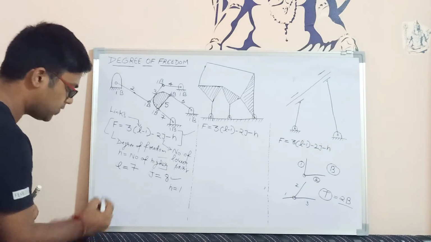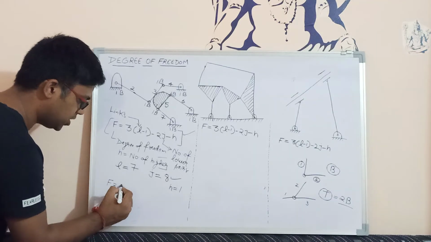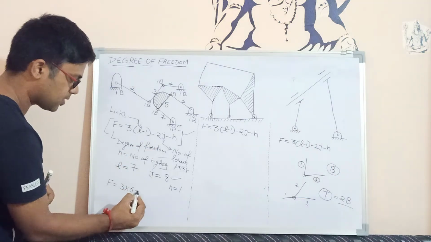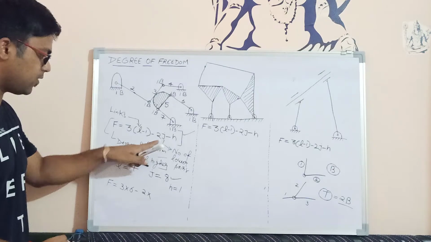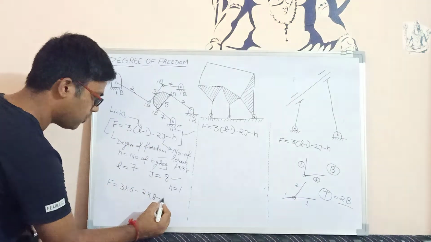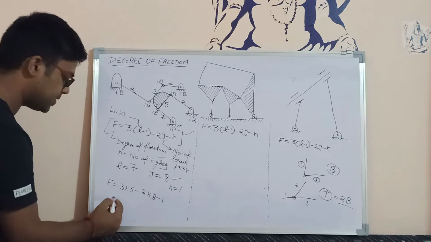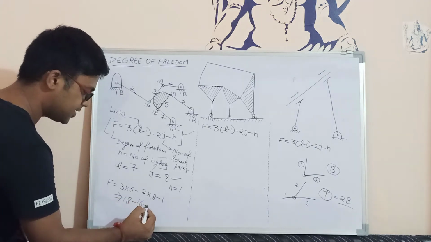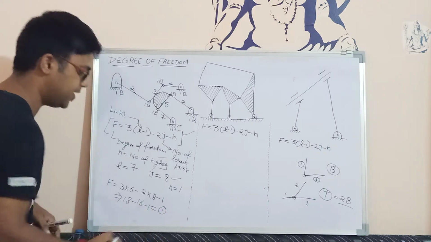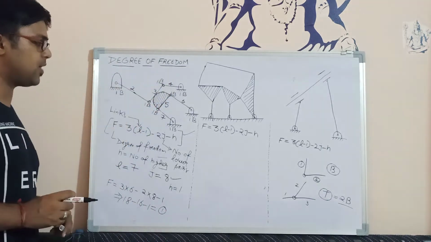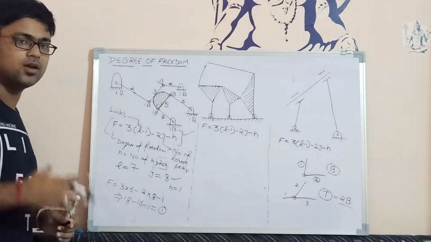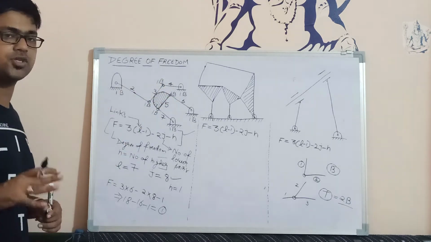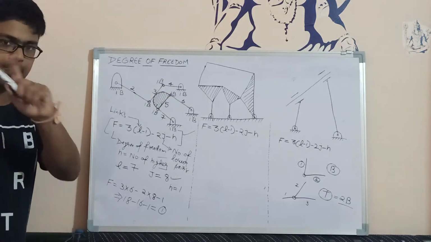So if I have to find the value of degree of freedom now, F is 3 into (L minus 1). L is 7, minus 1 is 6, minus 2 into J, number of joints, that is 8, minus the number of higher pairs, that is 1. So what is the degree of freedom? It is 18 minus 16 minus 1. So we are going to have 1 degree of freedom. It means it is a case of a kinematic chain. It can have constrained motion. Clear? So we can say it is having constrained motion when the degree of freedom is 1.